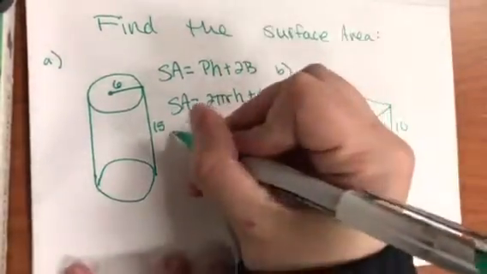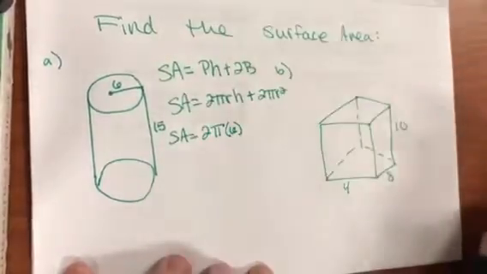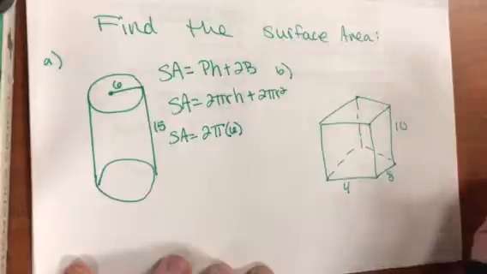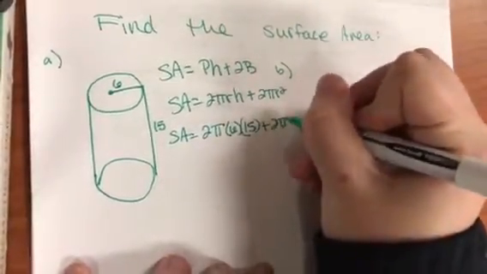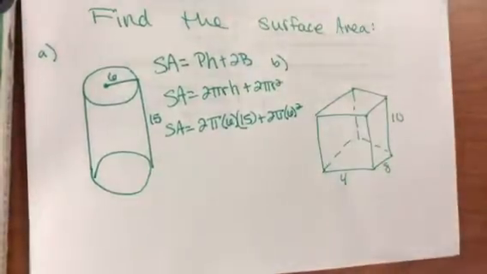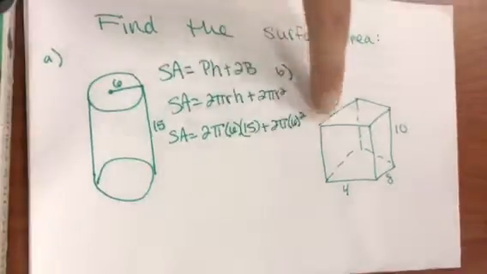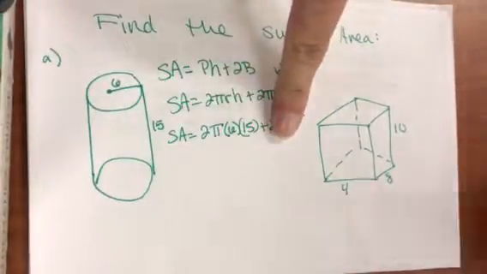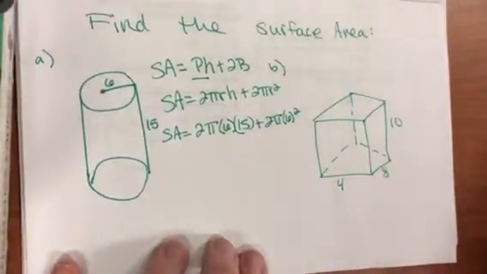6. All I have to do is plug this in. Surface area equals 2 pi times 6, and the height of the cylinder is 15, plus 2 pi times 6 squared. Now I have a question for you guys. Which one of these is your lateral area? Lateral is going to be not the circles, not my bases. I know that these are my bases, so if I take that out, right there, that's my lateral. So the perimeter times height is always your lateral area.